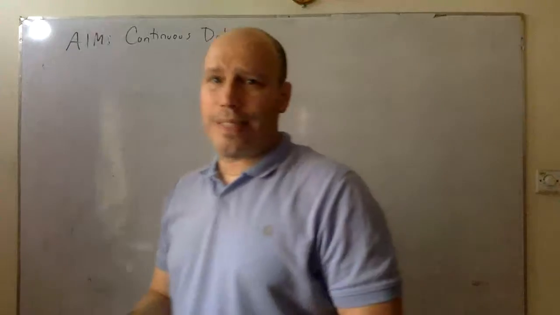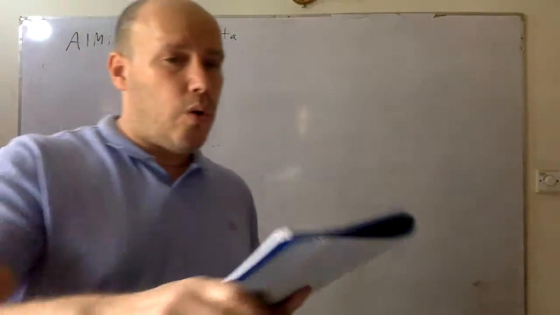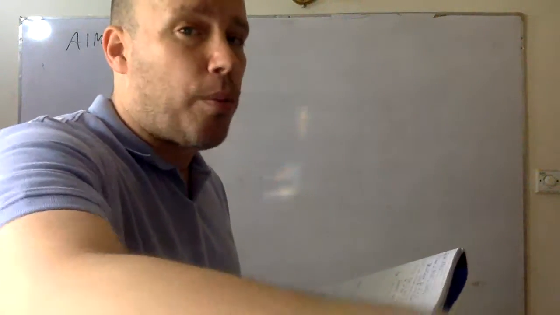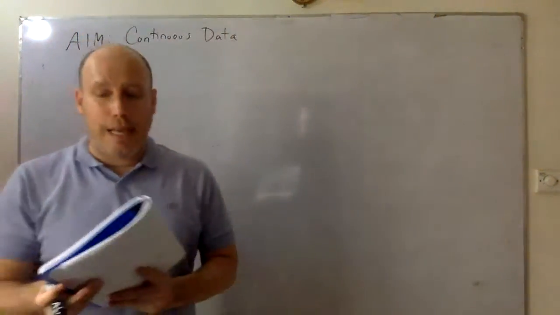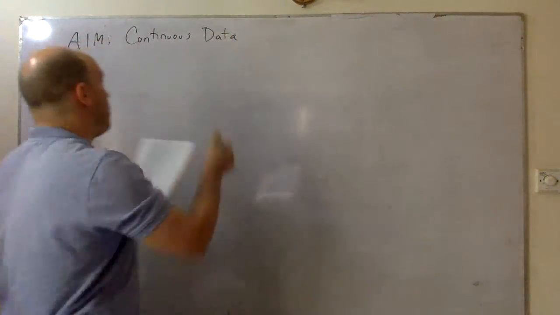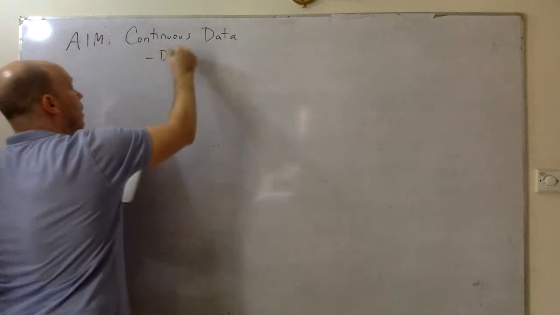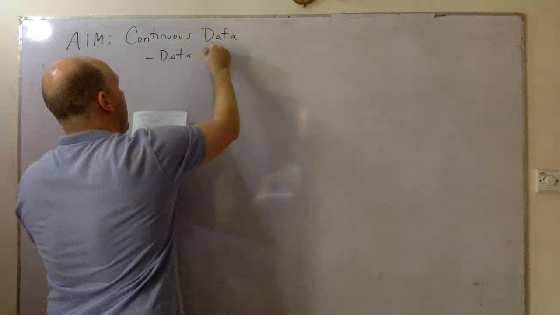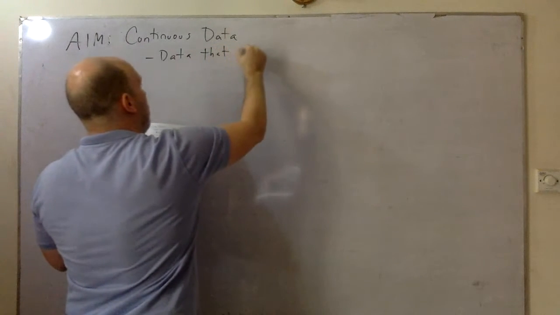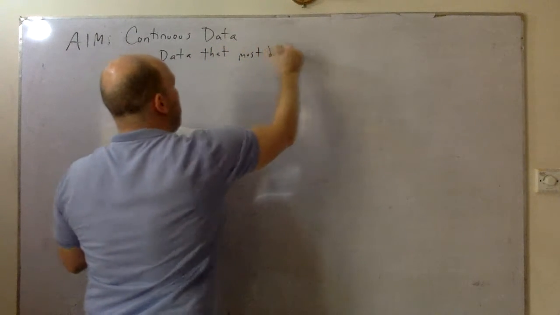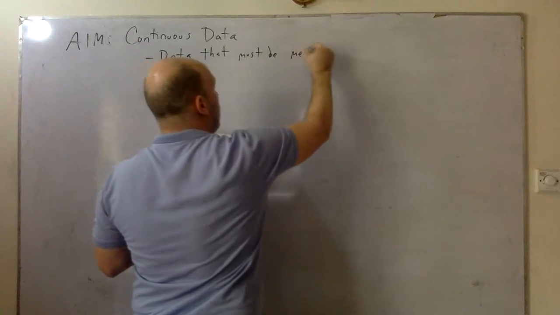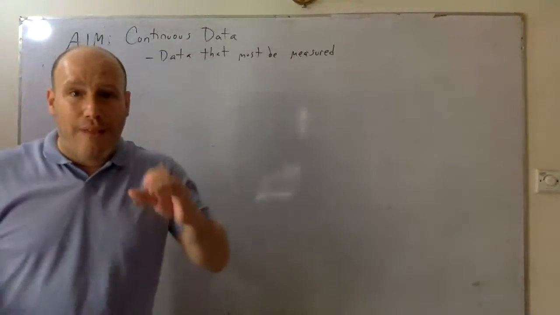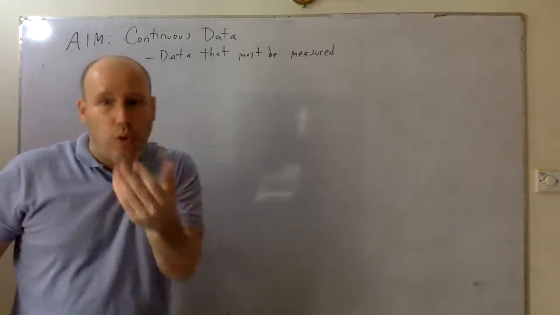The next thing we're going to talk about is continuous data. With discrete, it was countable. With continuous, it's measurable, like age, distance. Continuous data must be measured. I mean, literally measured, like you have to get a ruler or you have to weigh it.